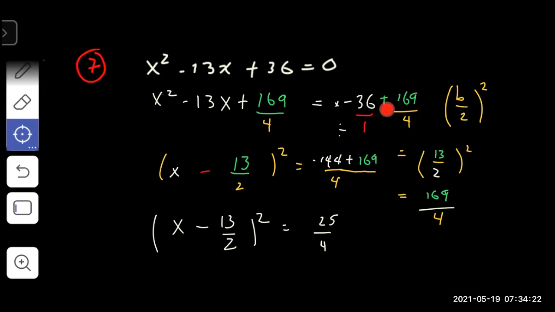So again, how do we add these, guys? Have a look at my video on how to add or subtract fractions. You find the least common multiple of the denominators. I got confused with the greatest common factor just now; this is the least common multiple. And then divide. 4 divided by 1 is 4. 4 times negative 36 is negative 144. Then 4 divided by 4 is 1 times this number, 169. And this is what we get.